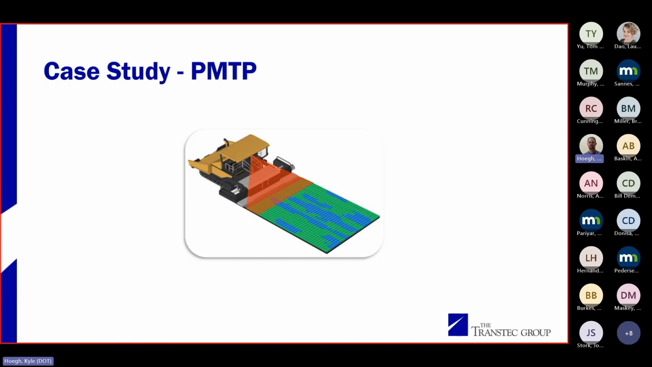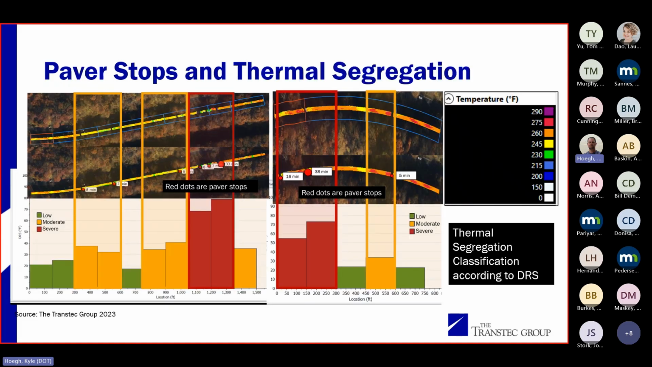So let's just jump in. I'm going to go through some of these case studies. The first one we're going to look at is just PMTP. I got this data from a contractor last year, and they said, hey, we have this new PMTP spec. We aren't meeting our thermal segregation. We're getting severe thermal segregation. Do you think you could help us troubleshoot? I took a look at the data and said, I think I know your problem. I think it's your paver stops.